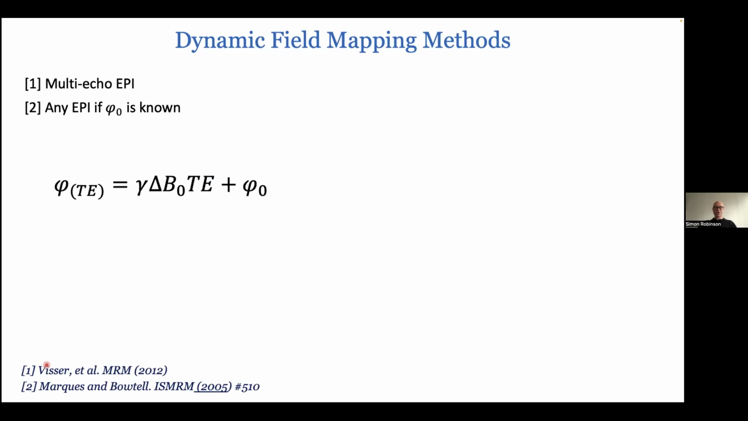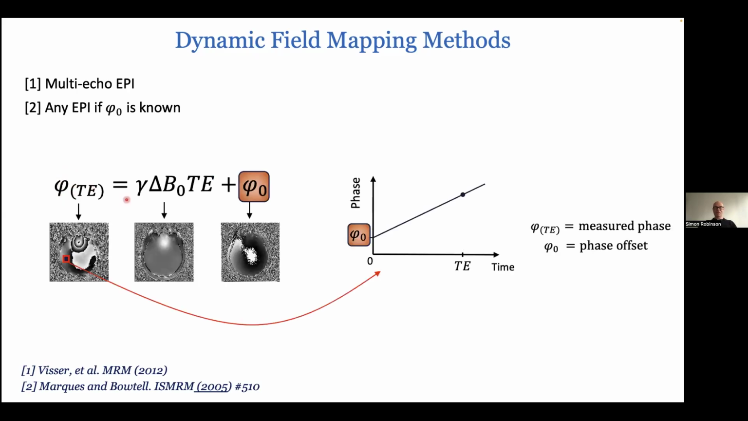And this was originally done using multi-echo EPI, in this example by Visser, where they had 3 echoes, but we don't always want to use multi-echo EPI. And in fact, it turns out we can use single echo EPI if we know these phase offsets. So how do we do this? Well, we do it in a similar way to how we did it for the high resolution gradient echo data. We have this equation for the phase evolution over time, and then rather than solving it for the magnetic field, we solve it for the phase offsets.